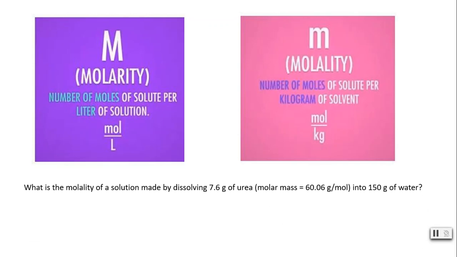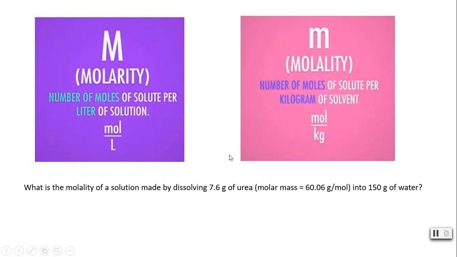So if I wanted to know what the molality of a solution is made by dissolving 7.6 grams of urea, I don't give you the formula, but I do give you the molar mass. So I have some solute, and I dissolve it into 150 grams of water, and I want to know what the molality is. Well, molality is moles of solute divided by kilograms of solvent.